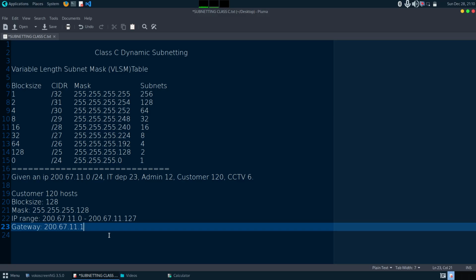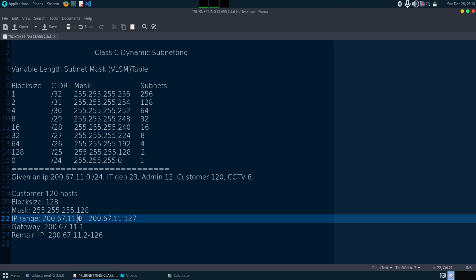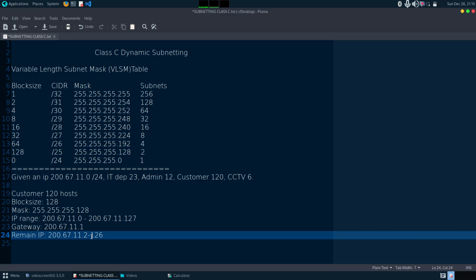So we are left with the remaining IP addresses starting from 2 up to 126. We'll be changing the number at the end here until the last number that you should get is 126. I hope that makes things clear.